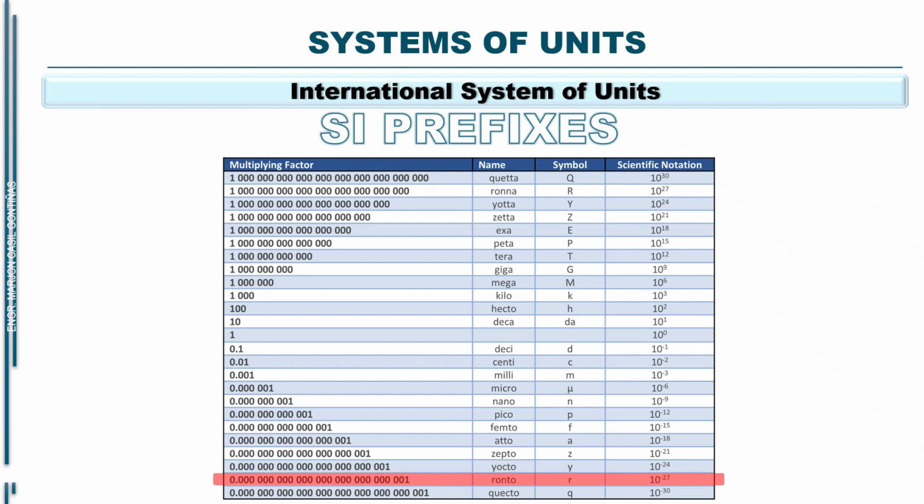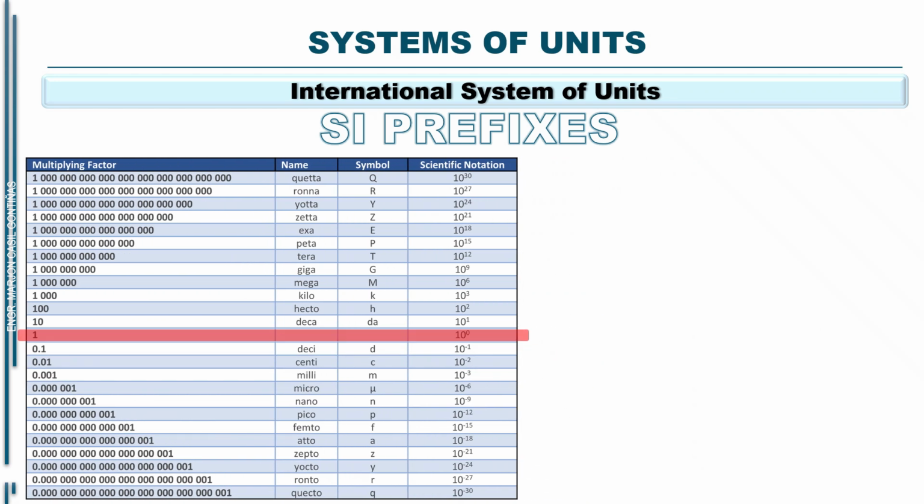Ronto, that's a small letter r, which means 10 to the power of negative 27. Quecto, that's a small letter q, which means 10 to the power of negative 30. Here's how they look when used with the meter as the basic unit or standard unit of length in the SI system. Also, take note of the pronunciation, because some prefixes are pronounced differently or have a different stress when spoken.